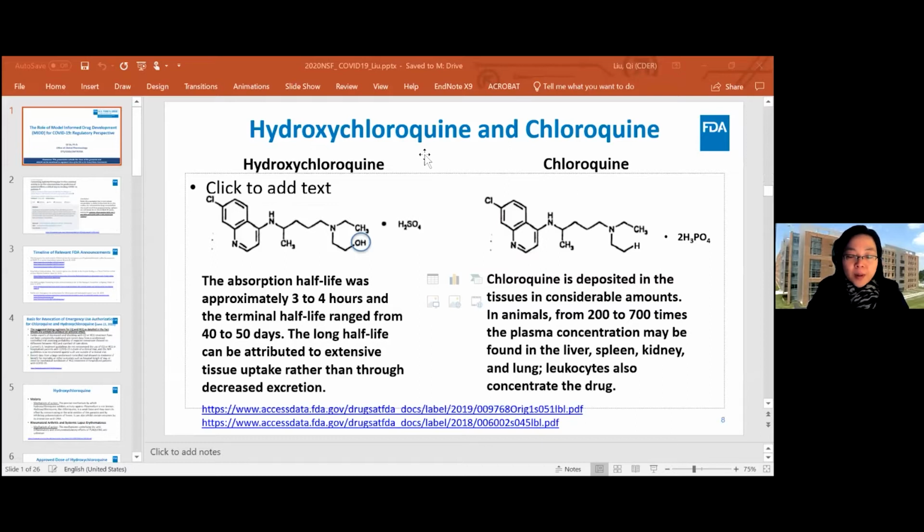Even though this talk is about hydroxychloroquine, the science is relevant for both chloroquine and hydroxychloroquine. Both drugs are weak base and have extensive tissue distribution. The hydroxychloroquine product label mentioned the terminal half-life ranged from 40 to 50 days. The long half-life can be attributed to the extensive tissue uptake. Similarly, chloroquine label mentioned that in animals, tissue concentration could be 200 to 700 times the plasma concentration. This is a very important feature that will be extensively discussed in the next few slides.